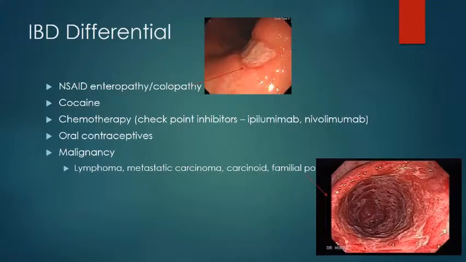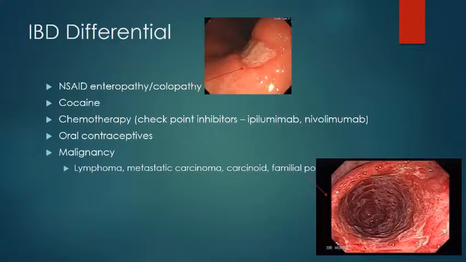Cocaine, chemotherapy, specifically we're seeing a lot of ipilimumab and nivolumab induced colitis patients. Those are treated like IBD patients now. And that can be a quick thing where it goes away right away. You don't have to treat them on maintenance, or it can be something that rarely but can progress to look just like IBD, now their checkpoint has been inhibited, and for some reason now they're developing IBD that's chronic. And those are tough cases. Oral contraceptives, and then also malignancy.